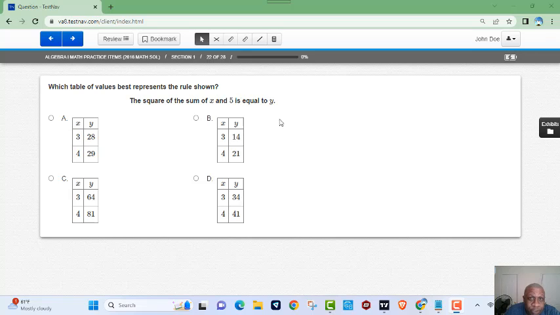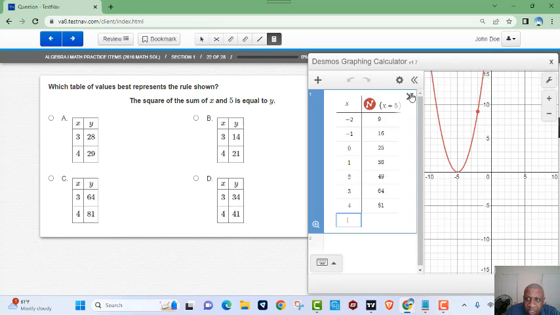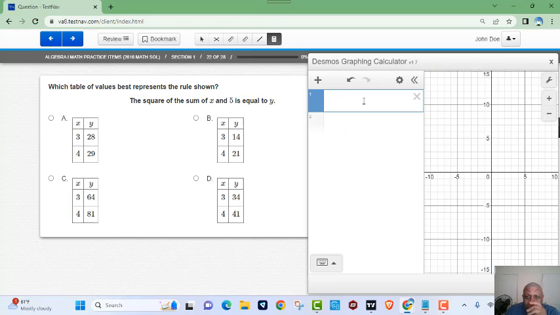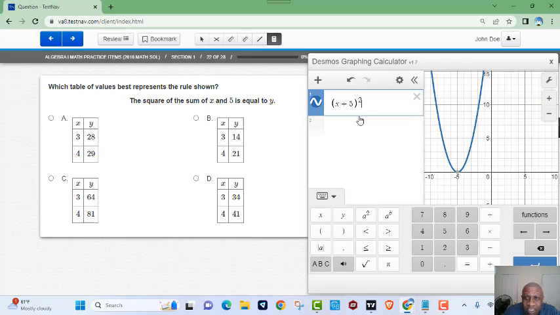Okay, let's look at question 22 here. Which table of values best represents the rule shown? The square of the sum of x and 5 is equal to y. All right, okay, let's pull out the calculator here. So the square of the sum of x and 5. So the sum of x and 5. So x plus 5. The sum of that, and then squared. The square of that amount is equal to my y.